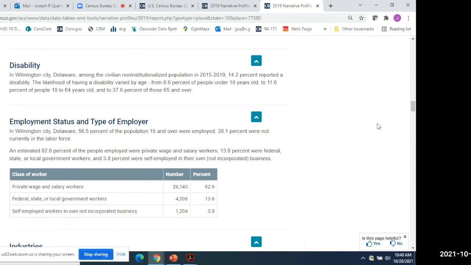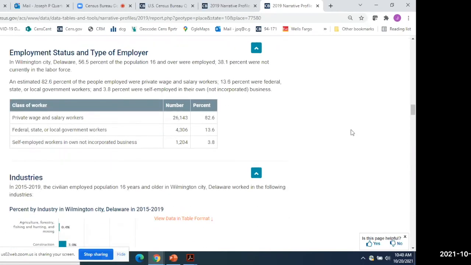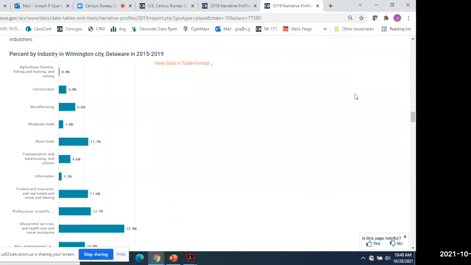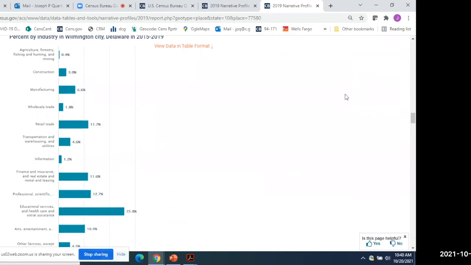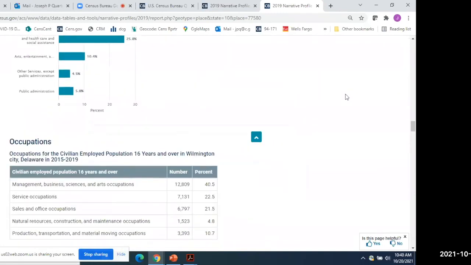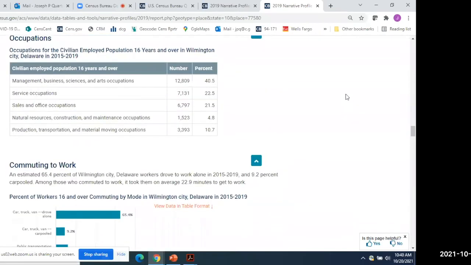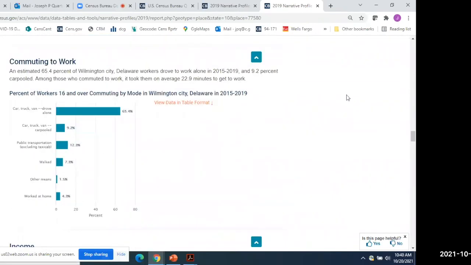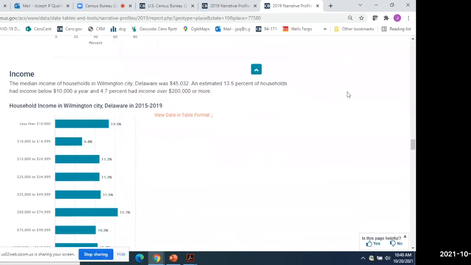Then again, we're still working in the narrative profiles, data about employment status and type of employer. How many people work for government? How many government workers live in Wilmington? 4,300. And it goes on to get the type of industry that they work in, and then information about their occupations, commuting to work. So 65% of Wilmington City residents drove to work alone. So there's people that are in the transportation industry that would be interested in something like that.